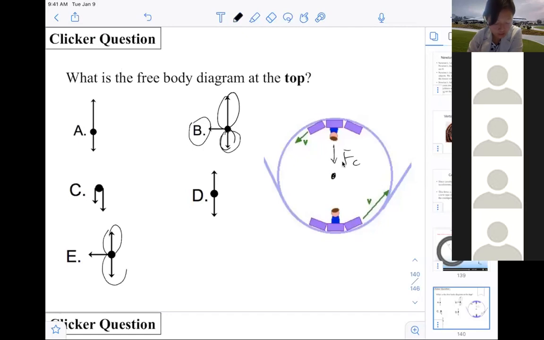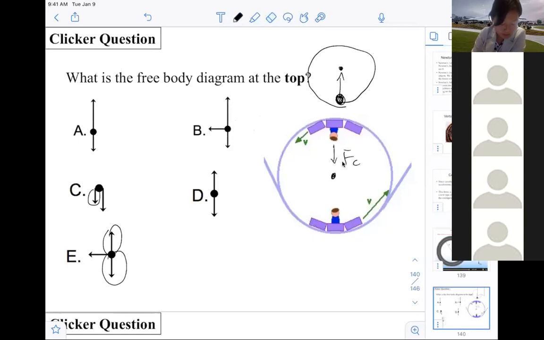E gives me these two canceling out, so no force in that direction. B gives me a force in that direction. That would indicate circular motion at this location, pointing toward the center. The center is here, but the circle is over here, right? So it has to be C. It has to be C, yes.